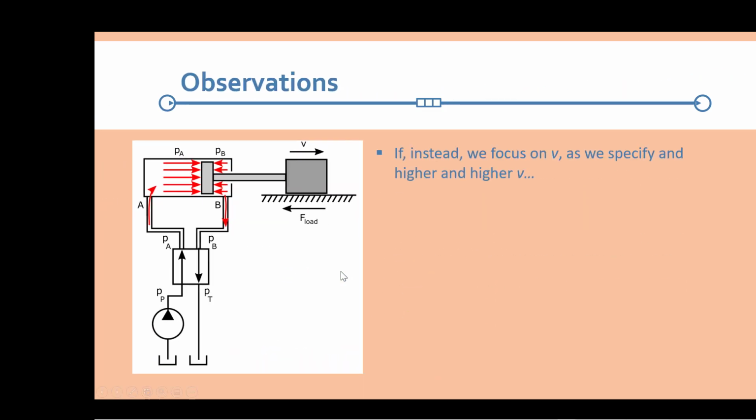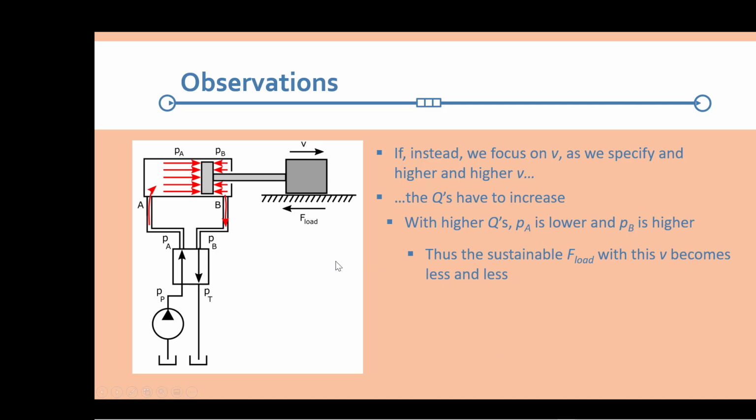Let's continue on with this. Now let's focus on V. So we have a certain F load, and we're going to increase V. So we increase V higher and higher, and of course if we increase V higher and higher, the flow rates have to increase also. And then with higher flow rates, that means that the pressure drops across the DCV have to be greater too. So PA gets lower with a higher flow rate.